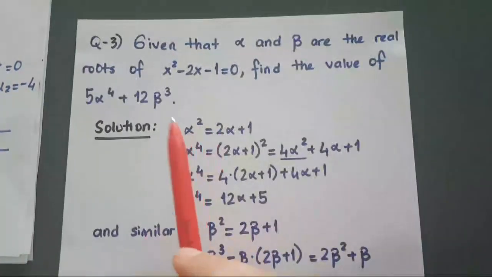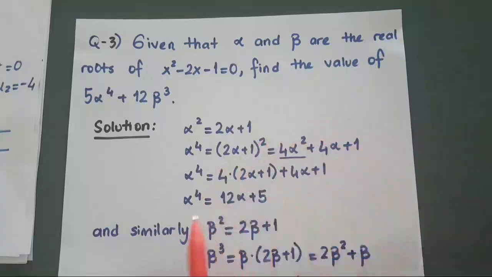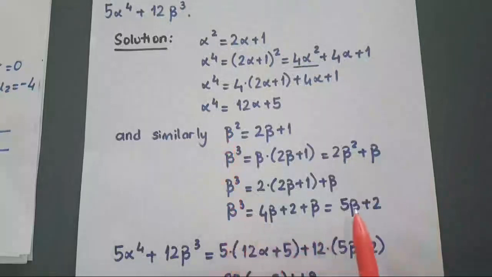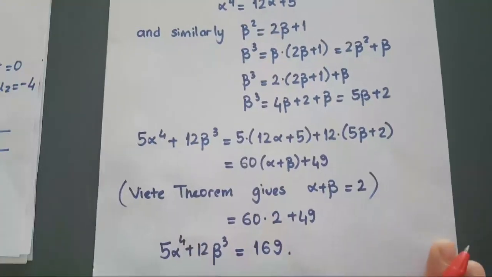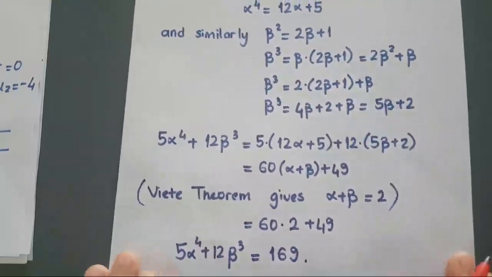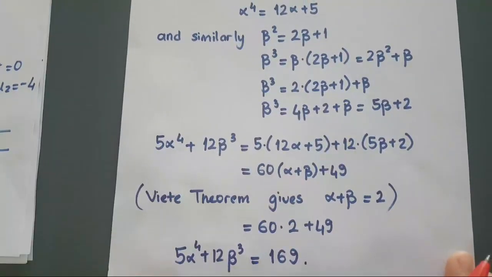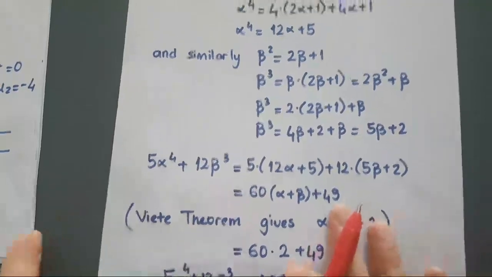I substitute alpha in the equation. I got alpha squared, alpha to the power of 4. After a couple of steps, I got alpha to the power of 4 is 12 alpha plus 5, and beta cubed is 5 beta plus 2. Then we substitute them in the equation. We got 60 times alpha plus beta plus 49. And we know the sum of the roots from the equation, from the theorem. 60 times 2 plus 49 gives us 169. 169 is the sum of 5 alpha to the power of 4 and 12 beta cubed. I think it's enough for this question.